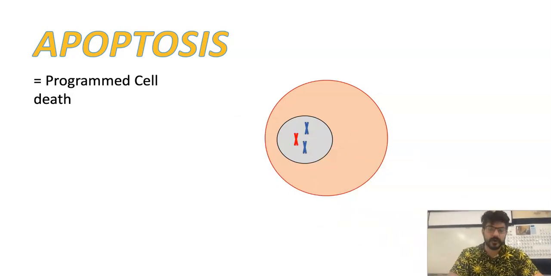Apoptosis is programmed cell death. I'm going to be very specific here. If you are answering this question in an exam, whether it is year 12 or year 11, you need to be very, very clear that apoptosis is programmed cell death. Cell death is not correct because cell death can also be necrosis.